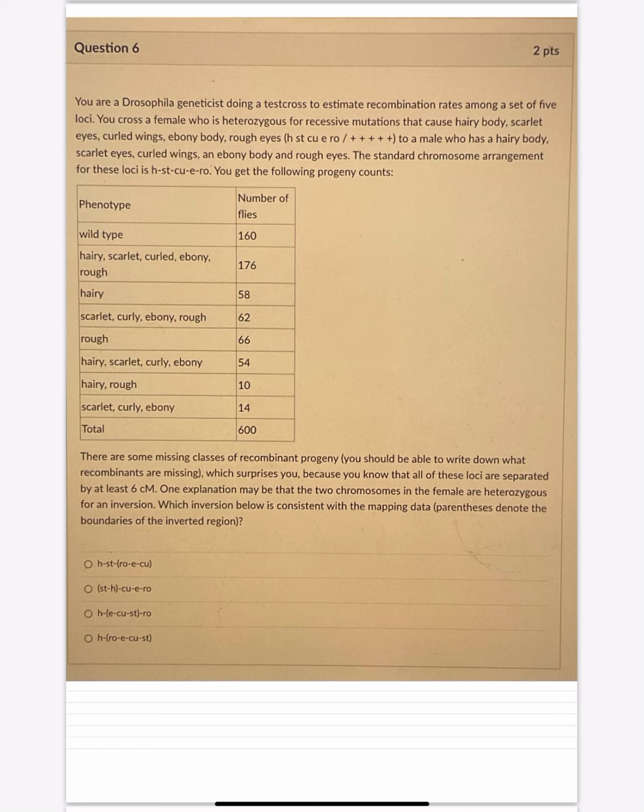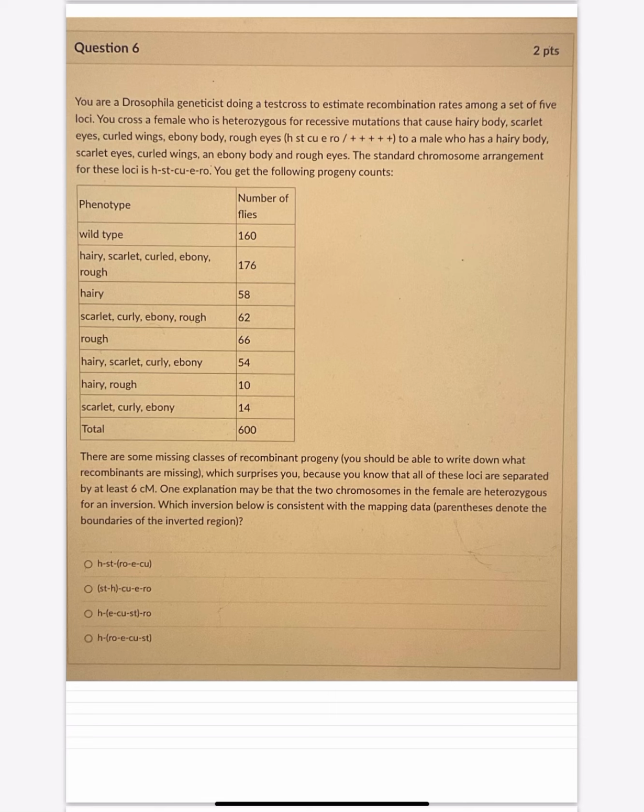There are some missing classes of recombinant progeny. You should be able to write down what recombinants are missing, which surprises you because you know that all these loci are separated by at least 6 centimorgans. One explanation may be that the 2 chromosomes in the female are heterozygous for an inversion. Which inversion below is consistent with the mapping data? Parentheses denote the boundaries for the inverted region.